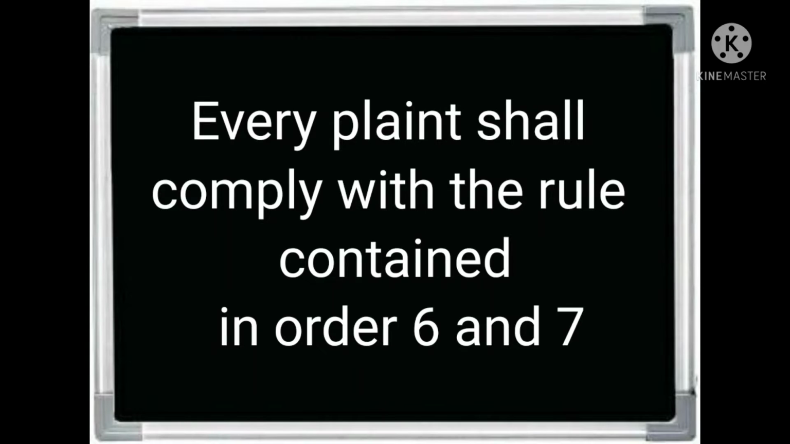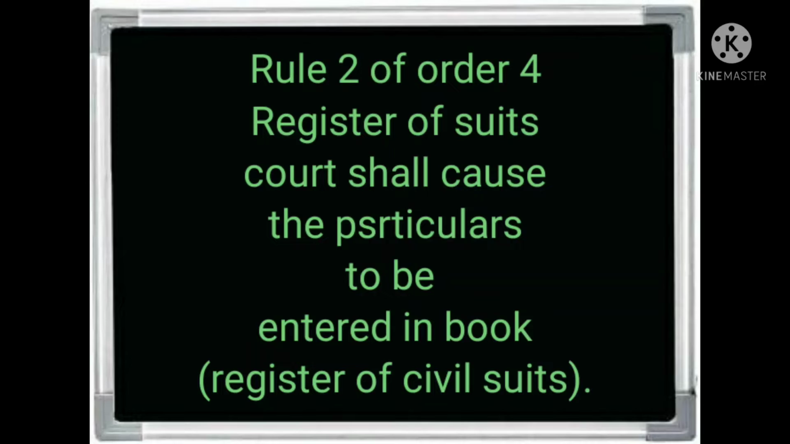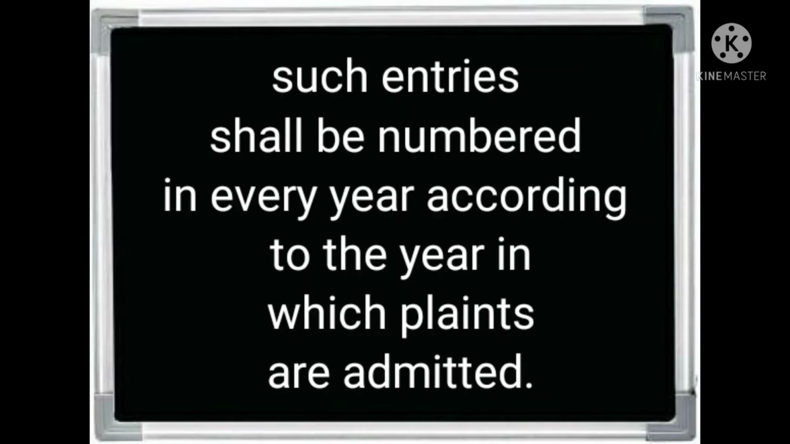What does Rule 2 of Order 4 say? Order 4 Rule 2 says that the court shall cause the particulars of every suit to be entered in a book, and that book will be called the Register of Civil Suits. And such entries, what entries? The particulars of every suit shall be numbered in every year according to the order in which the plaints are admitted. So this is Order 4 regarding the institution of suits.